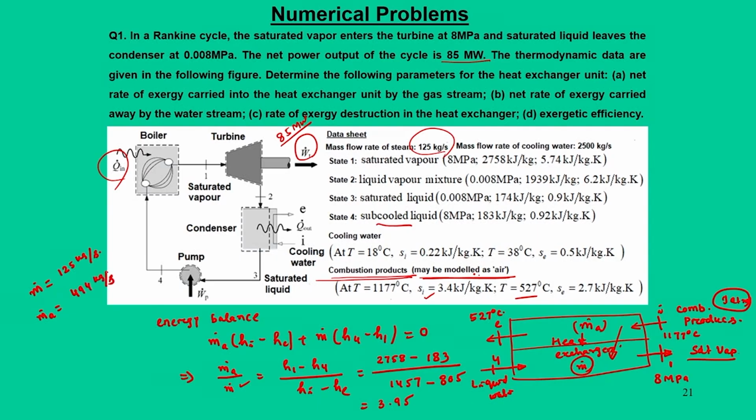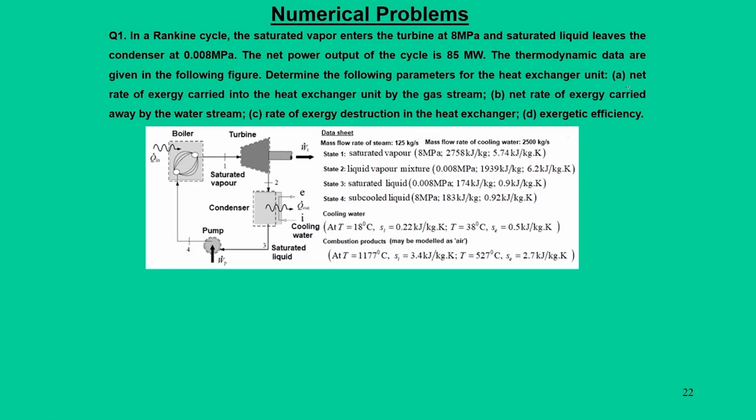we get m dot A, the mass of air requirement, as 494 kg per second. Once you do this part, we are prepared to answer the first question, that is the net rate of exergy carried into the heat exchange unit by the gaseous streams. So, let us understand our expressions for exergy analysis. If I write E dot F for air, that is nothing but m dot A times (E F I minus E F E).